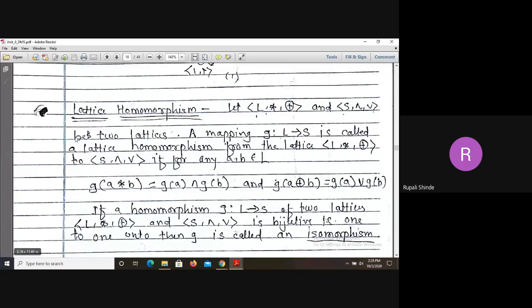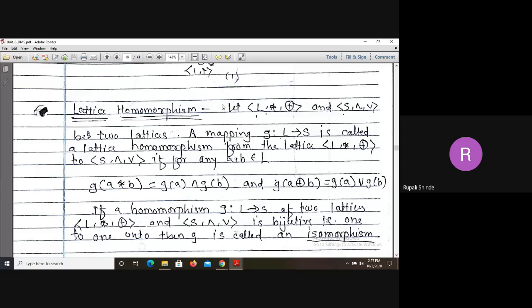Okay. So here two lattices are given. L, star, XOR, this is the first lattice. S, AND, OR, this is the second lattice. Now, if you observe these two lattices, we can say that the star operation is similar to the AND operation, and this XOR operation is similar to the OR operation. Okay. Now, a mapping g is defined from L to S. Mapping means what? A function. Function is defined from L to S.